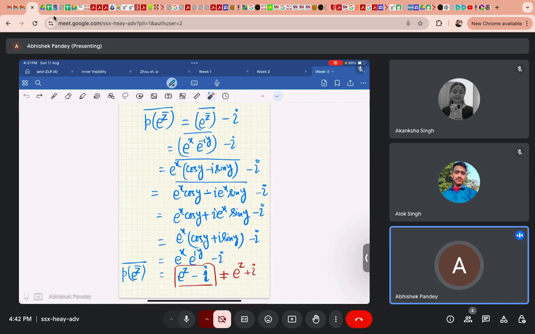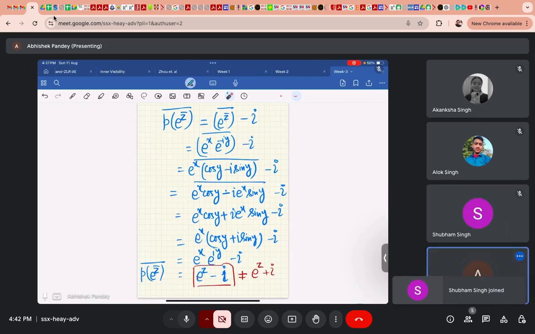Now you can write e to the power z bar as e to the power x minus iy, which is nothing but e to the power x into e to the power minus iy, with the whole power bar. And e to the power iy you can write like this one. Now what would this be, a into b bar? You take this e to the power x and multiply this one. So this will be e to the power x cos y minus i e to the power x sin y, with the whole bar, minus iota. This will be e to the power x into cos y plus, and this plus sign will come because of this bar.